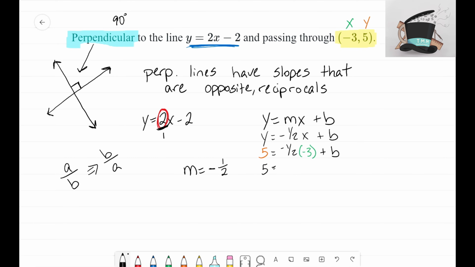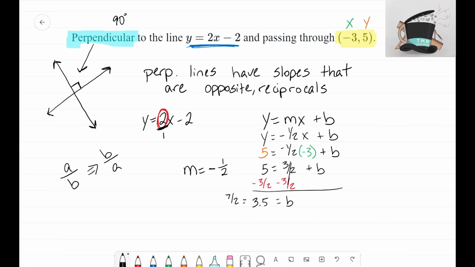I'm going to have 5 = -3 times -1/2, which creates 3/2, plus b. The last thing I need to do is subtract 3/2 on both sides. Those cancel on the right side, and I'm left with b = 5 - 3/2, which ends up being 3.5. Or, because the other parts were fractions, we can write that as 7 halves.